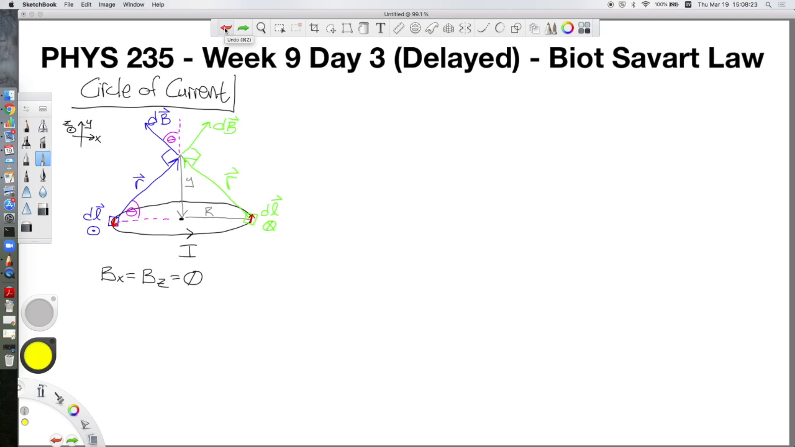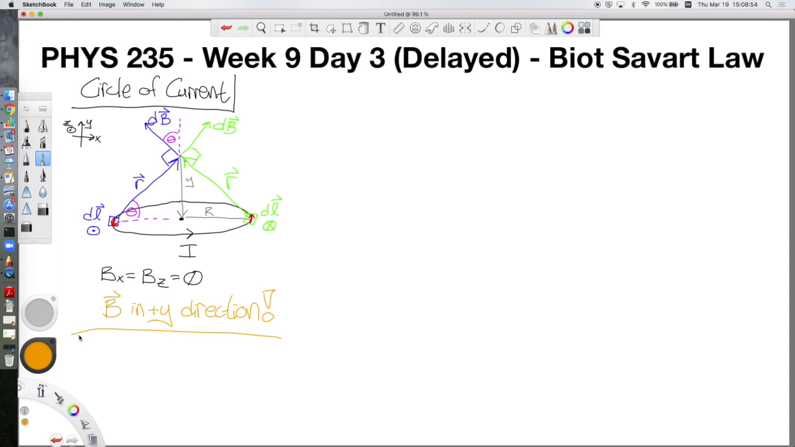For any location on this circle, there's a location on the opposite side of the circle so that all of the magnetic field components except y cancel out. So we are trying to find a magnetic field that will be in the y direction, specifically the positive y direction for this arrangement.